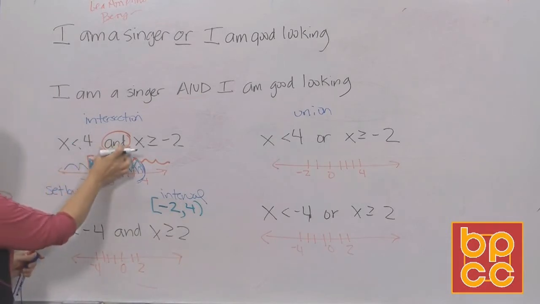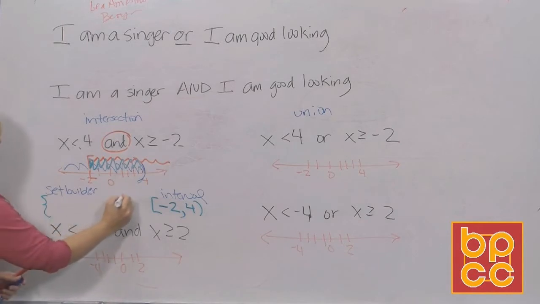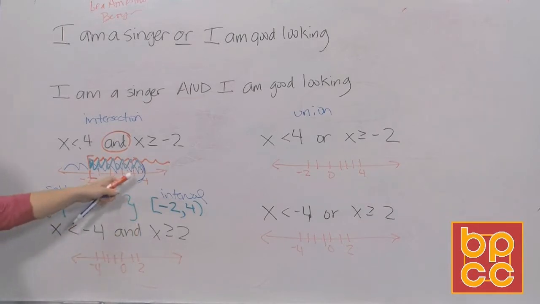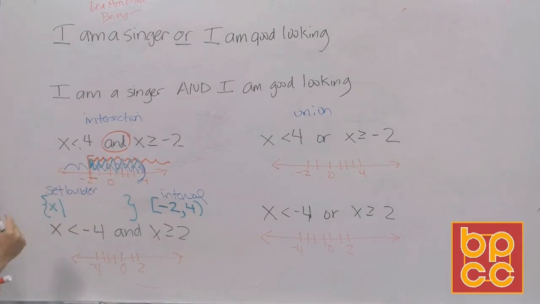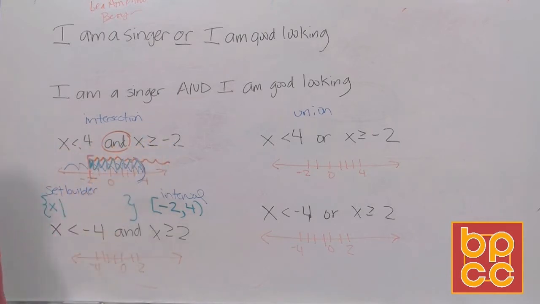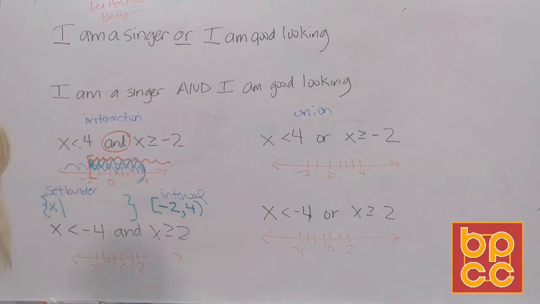So when you have the word and, after you draw your number line, you're looking for their intersection. Now, to write this in set builder, we use the fancy braces. We write X such that. The problem is here, how to write set builder. You cannot write in set builder X is less than 4 and X is greater than or equal to -2. There's a better way to write that. There's a better way to put that together as one statement.